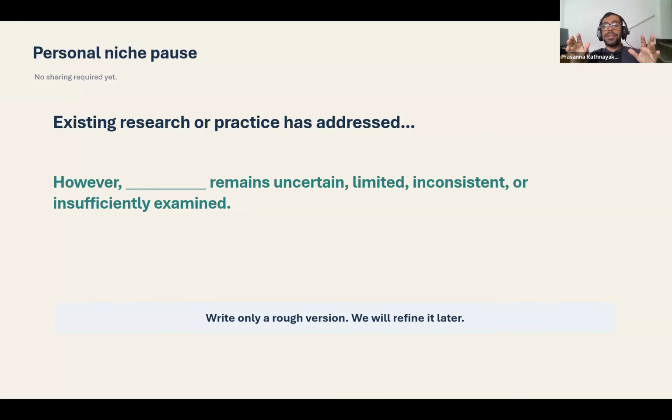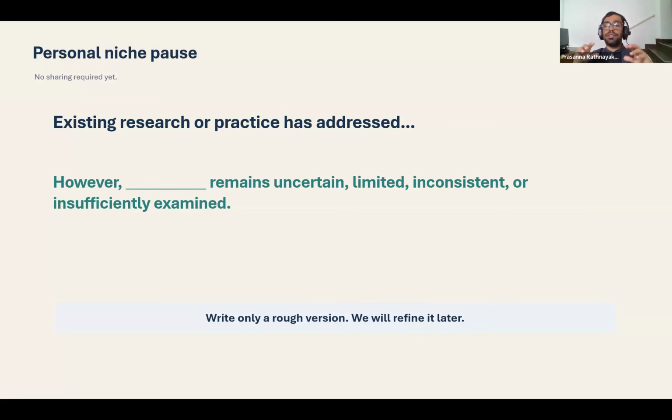Keep it rough. You do not need to spend too much time polishing your sentence, but this is giving you a sort of thinking sentence. It needs not to be a final thesis sentence. I will give you 3 quiet minutes to give your own reflection on your own personal research niche. Take about 3 minutes.